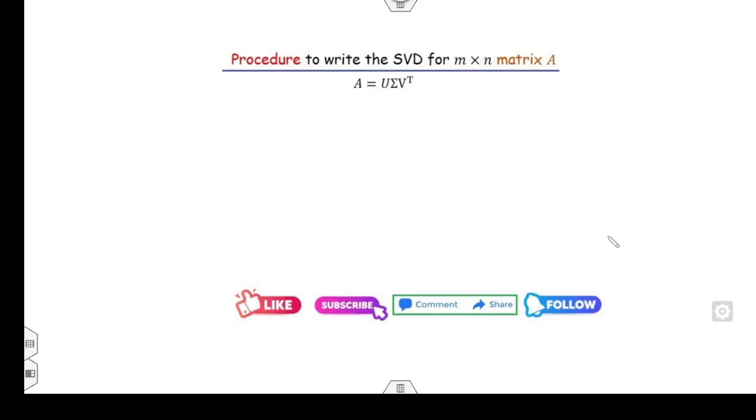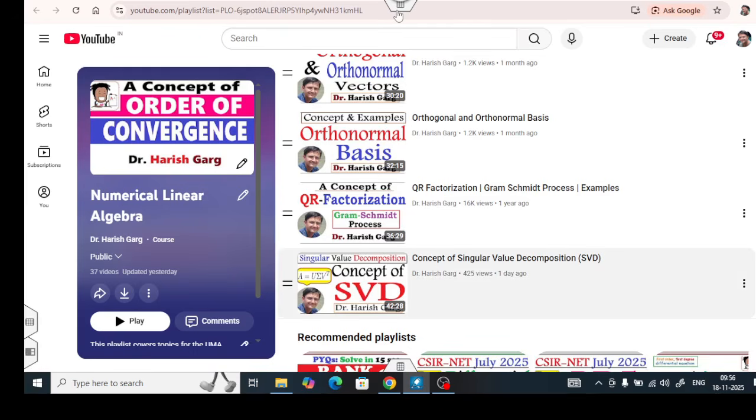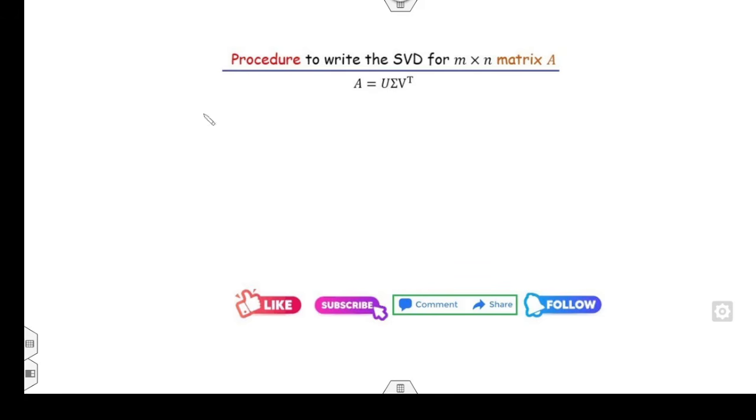But before that, let's quickly recall the procedure that I had explained in the concept of the singular value decomposition. If you first listen to that lecture, you will understand the whole theory and properties. I will explain with the help of 4 steps. And these 4 steps are very simple. Whatever the example is, you can solve to write any matrix A into the singular value decomposition based on these 4 steps.